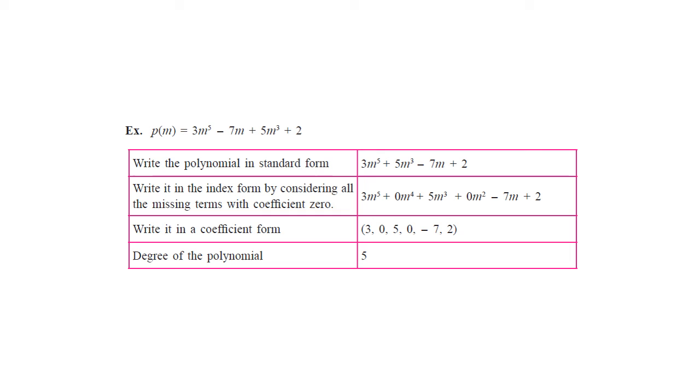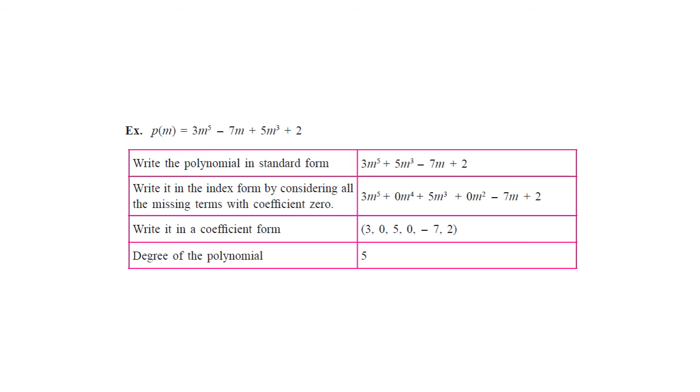Now let's see one more example. P(m) equal to 3m raised to 5 minus 7m plus 5m cube plus 2. Then we can write the polynomial in the standard form as 3m raised to 5 plus 5m cube minus 7m plus 2. If you observe this polynomial carefully, the terms m raised to 4 and m square are missing. So when we write it in index form, we will write it as 3m raised to 5 plus 0m raised to 4 plus 5m cube plus 0m square minus 7m plus 2.